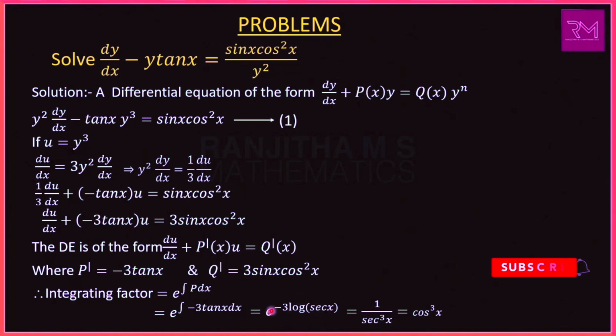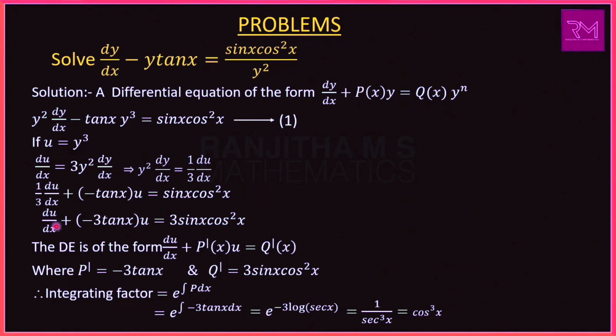So exponential and log get cancelled. If we take this secant power minus 3 x to the denominator, that becomes 1 by secant cube x. We know that the reciprocal of cos is secant. Therefore, in the place of 1 by secant cube x, we can substitute cos cube x. This is our integrating factor value.